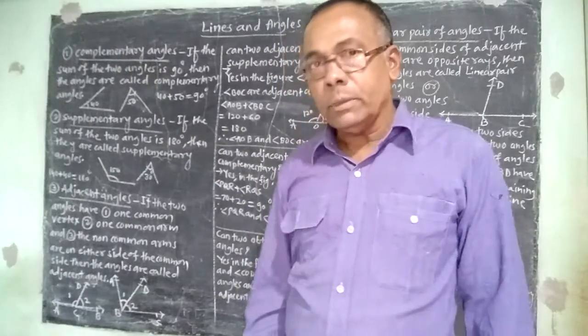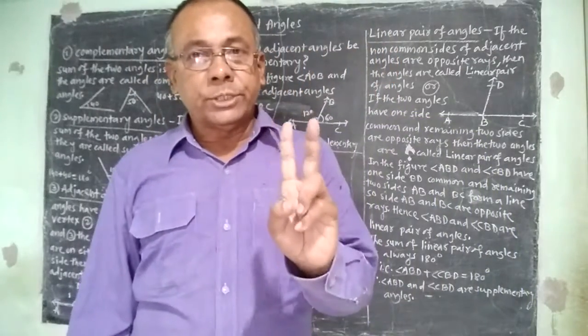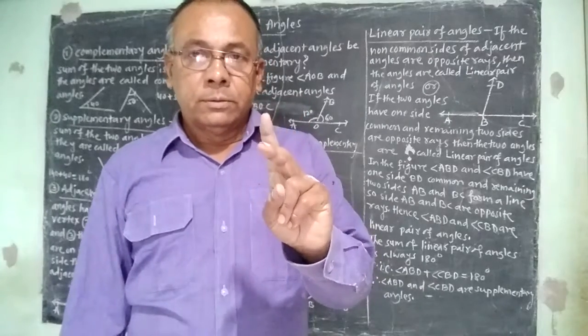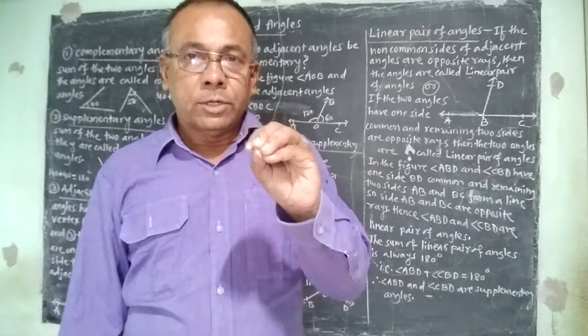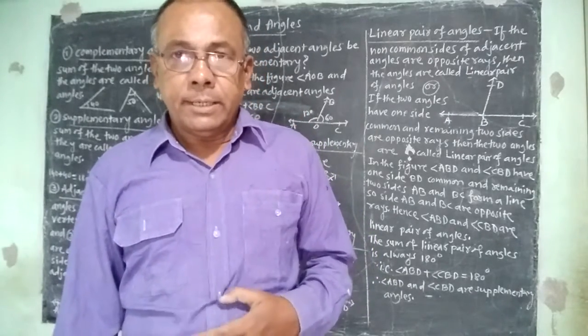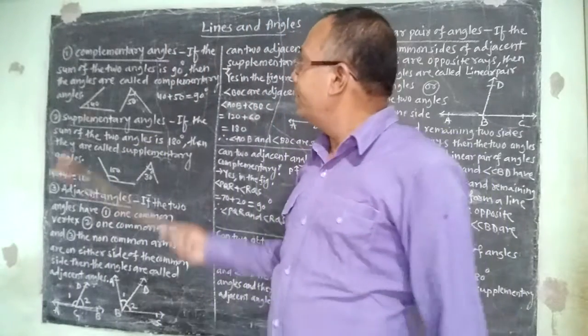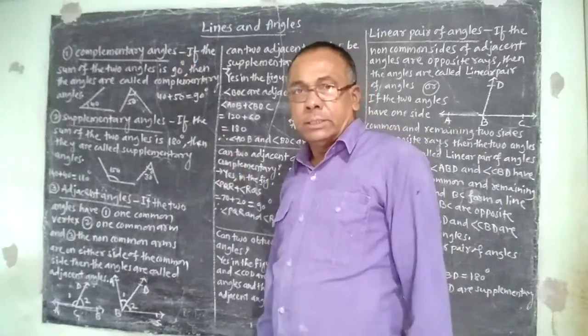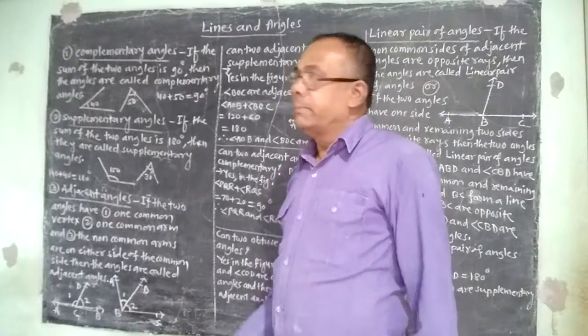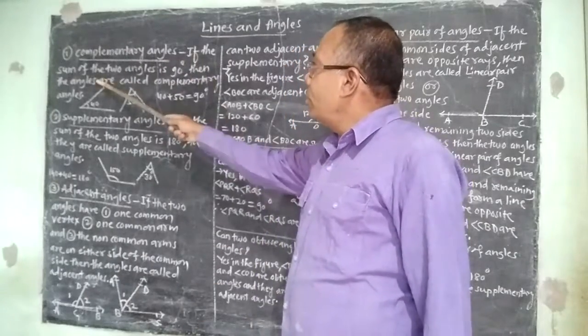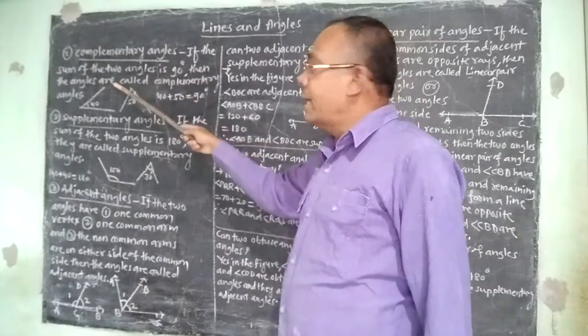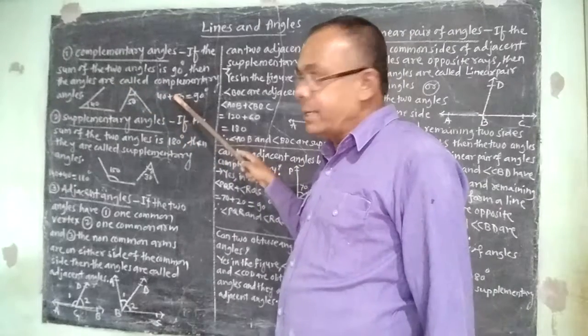Here we have to consider two angles for the complementary angles, and if the sum of the two angles is 90 degrees, then the angles are called complementary angles.